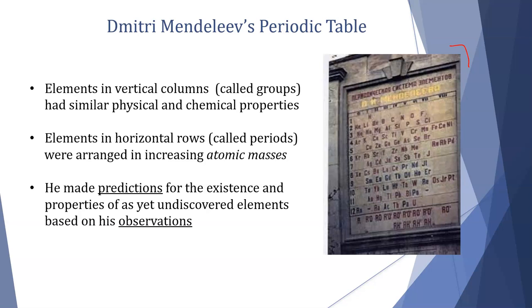One of the things that didn't exist and wasn't known in Mendeleev's time also was the noble gases. Because they were unreactive, they hadn't been discovered at this point in time.